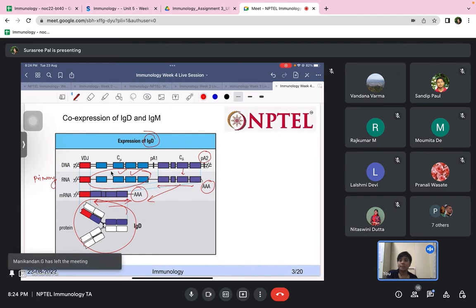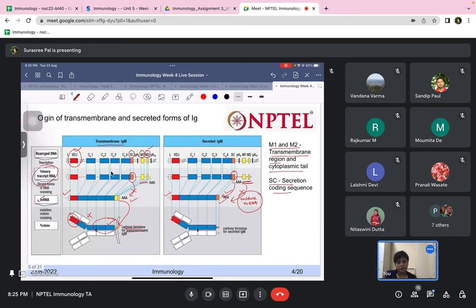So in this primary mRNA transcript, you can see that only the C mu and C delta regions are being expressed, but the other classes of antibodies will be transcribed only when there are proper cytokine induced signals. All right.